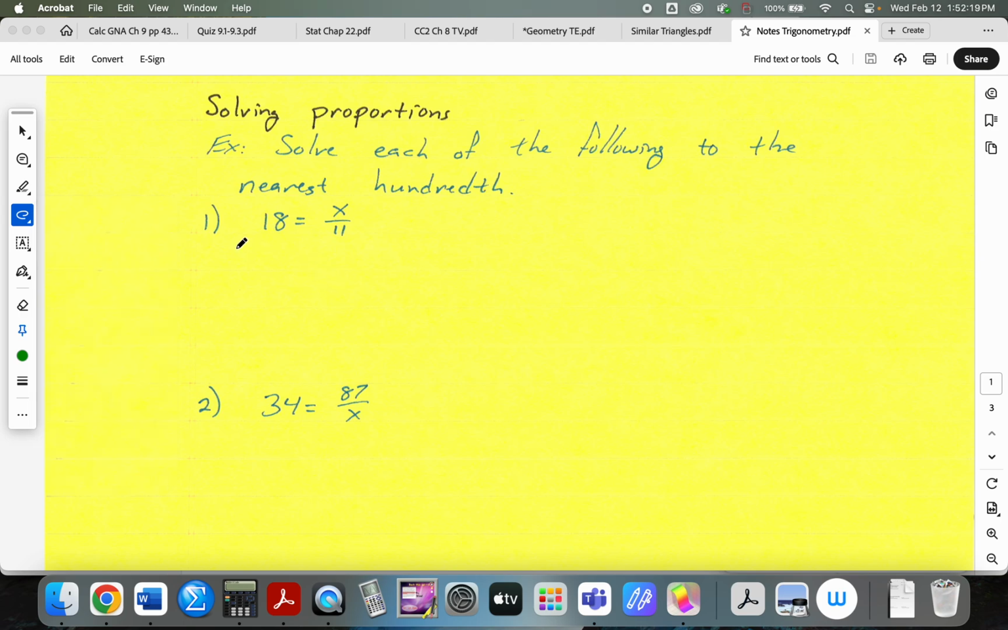Okay, so solving proportions. If you have a whole number equal to a fraction, make them both fractions. Step one. Step two, cross multiply. Sometimes it's really easy. X times 1 is just x, and 18 times 11, if you need your calculator for that, that's fine. That is 198. So we're just cross multiplying.